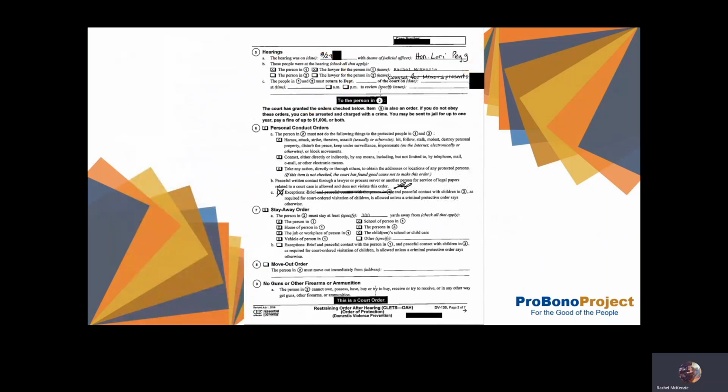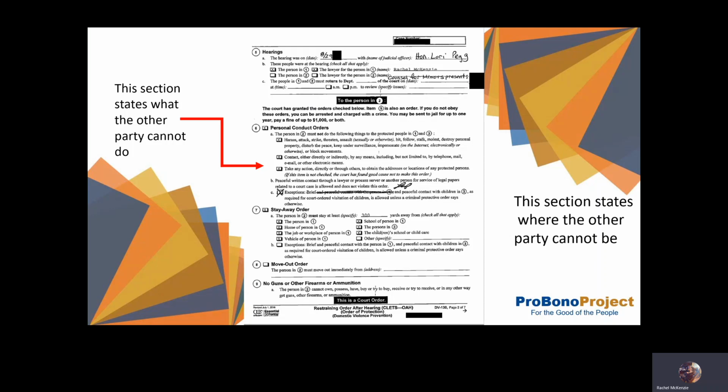On the second page of the order is where we see section number 6 that states what the other party cannot do. In this situation, we see that all of the personal conduct orders have been checked, and the judge has written in that the protected party does not need to speak with, and the abuser cannot contact, even regarding child visitation. In number 7, we see the section that states where the other party cannot be or where they cannot go.